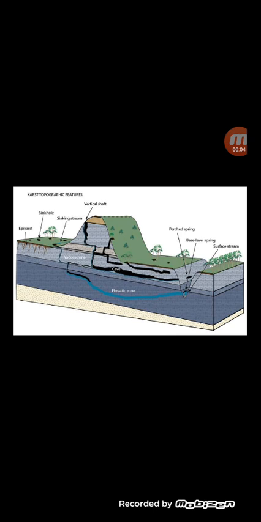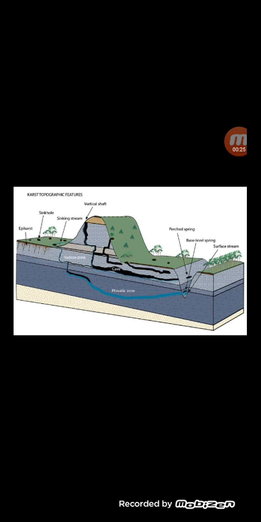We want to look at the significance of the karst scenery, where we know the karst scenery refers to the unique features formed in limestone areas, and the main process involved when water acts in such limestone areas is carbonation and solution.